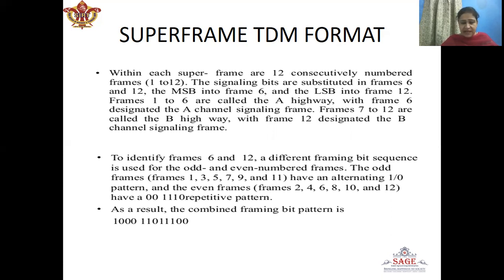The odd frames like 1, 3, 5, etc. have an alternating 1 or 0 pattern. Whereas even frames 2, 4, 6, 8 have a 0, 0, 1, 1, 0 repetitive pattern. So in this case, the combined framing bit pattern will be 1, 0, 0, 0, 1, 1, 0, 1, 1, 1, 0, 0.